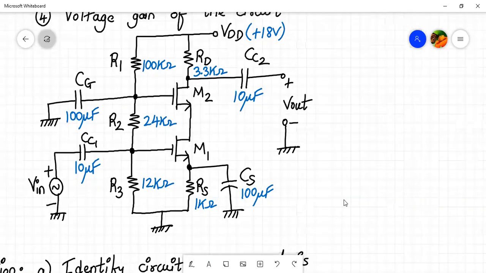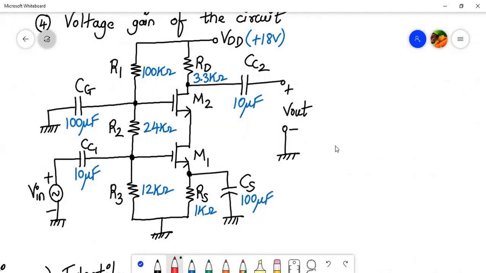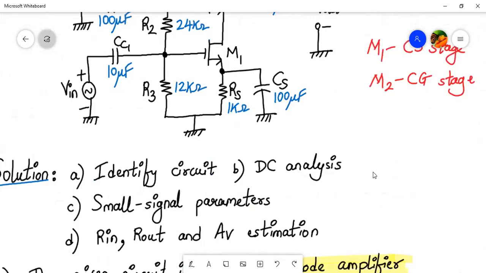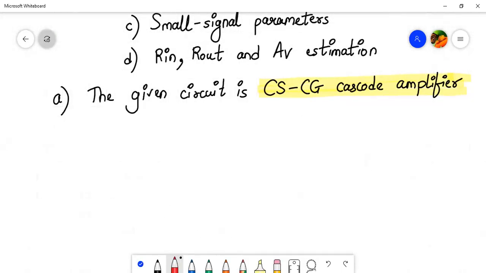And first of all, let us also identify in which configuration M1 is and in which configuration M2 is. So M1 is in the common source stage, and M2 along with the capacitors and the resistors will form the common gate stage. So always remember that, don't interchange them so that you don't have any confusion in the formulas. Now let me start with the DC analysis to find all the terminal currents and voltages.